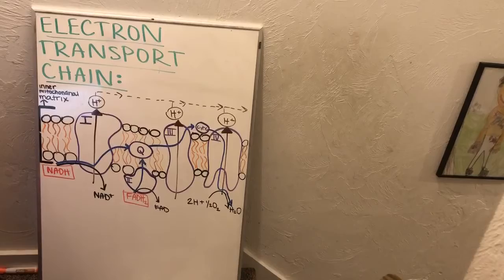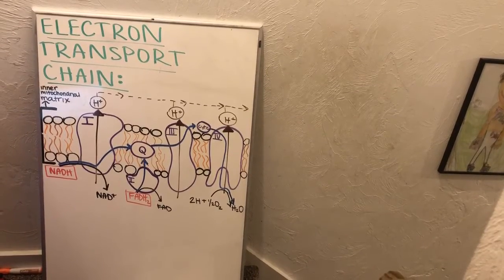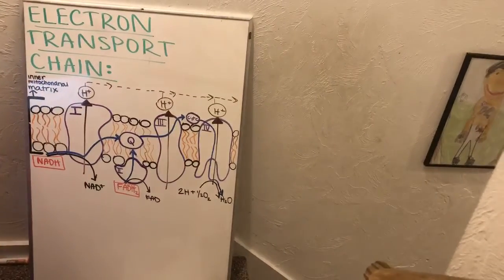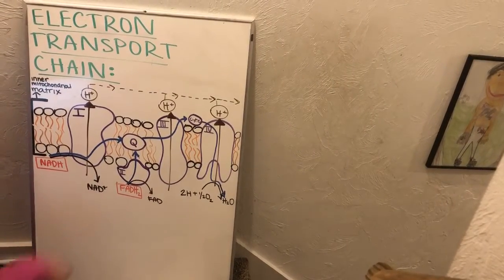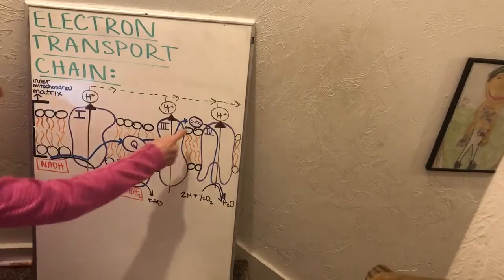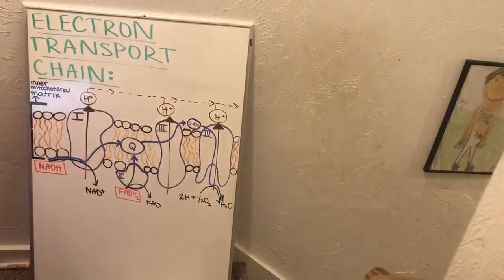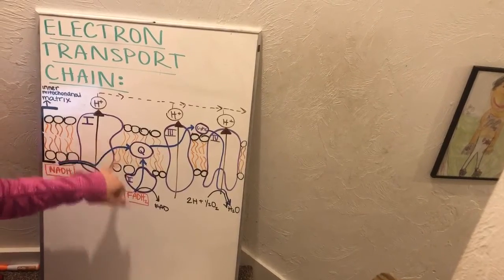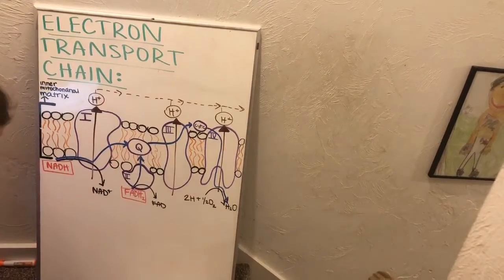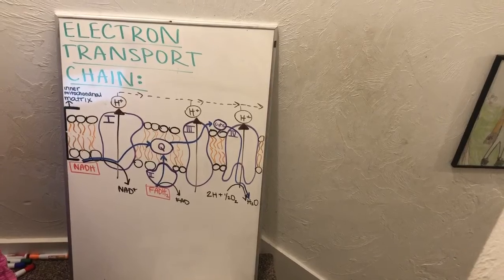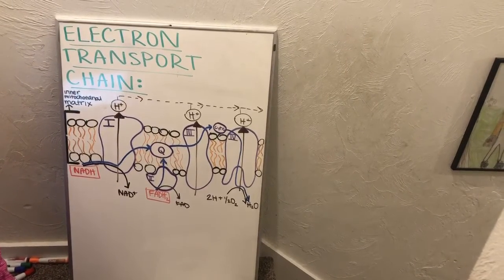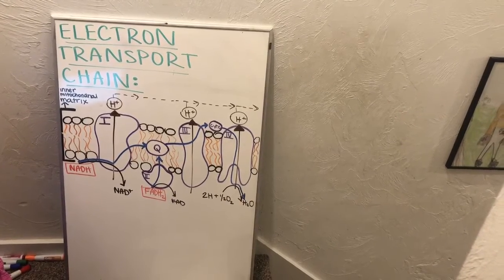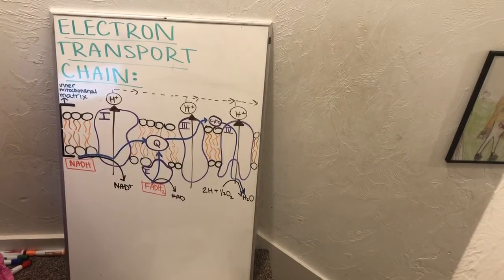There are 4 protein complexes of electron carriers in the electron transport chain: 1, 2, 3, and 4. There are also 2 mobile carriers, ubiquinone, which is Q, and cytochrome C, which is CYTC here. Q and CYTC shuttle the electrons back and forth between complexes 1, 2, 3, and 4. As complexes 1, 3, and 4 accept and then donate electrons, they pump protons from the mitochondrial matrix into the inner membrane space. In prokaryotes, protons are pumped outside the plasma membrane.